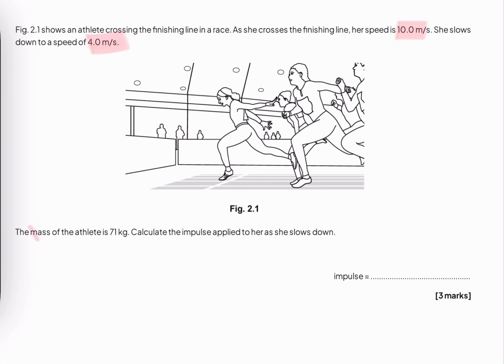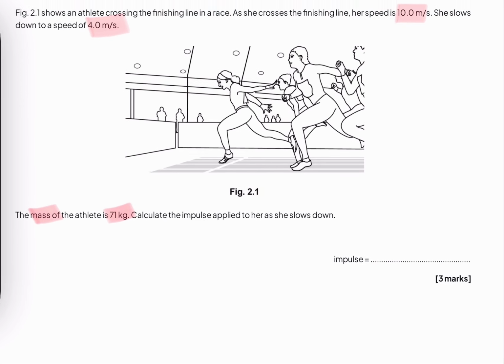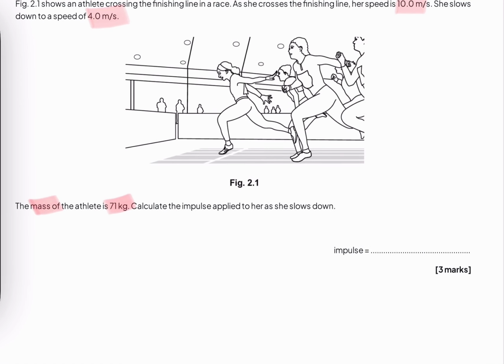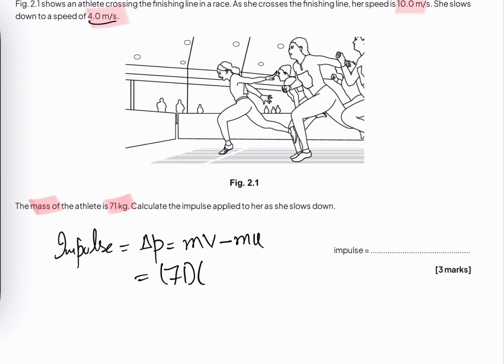The mass of the athlete is 71 kg. Calculate the impulse applied to her as she slows down. So impulse, we know, is simply the change in momentum. Change in momentum is mass multiplied by final velocity minus mass multiplied by initial velocity. Mass is given, that is 71. Final velocity was 4, and mass 71, initial velocity was 10.